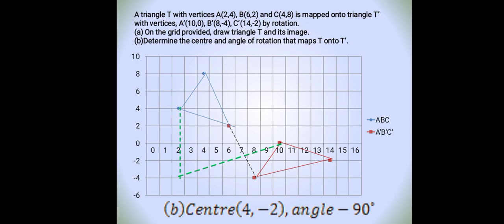You can see I've drawn the triangles, though the image has been distorted a bit by the automatic scale the computer gave me, but you can see you have the idea. Now the center of rotation is (4, -2), and the angle is 90.